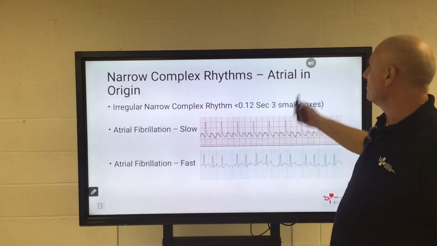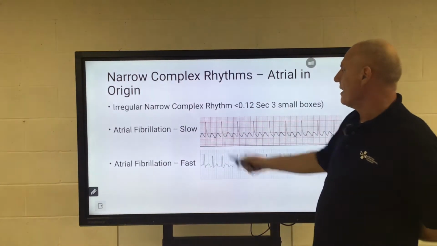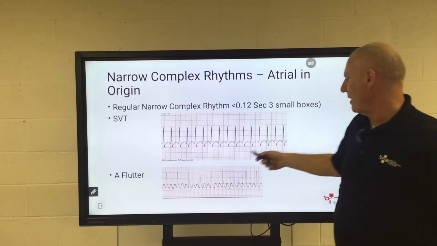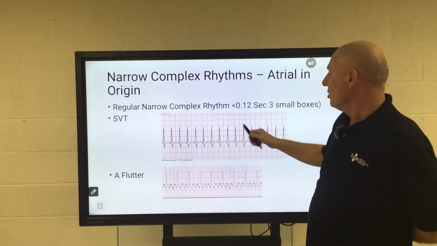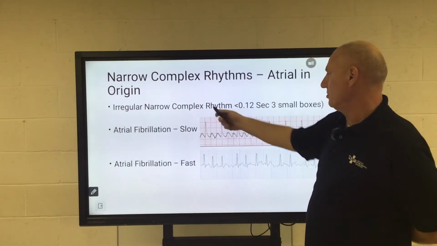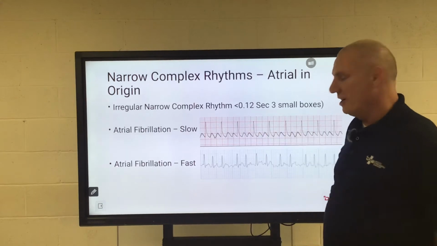So regular narrow complex rhythms, atrial in origin. Now irregular narrow complex rhythms. The other rhythms we saw were regular. These guys are all regular, serious regularity to these. So these originate in the atria and they're regular. These ones here originate in the atria, but they're irregular.